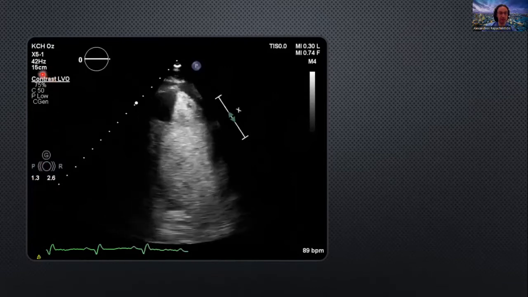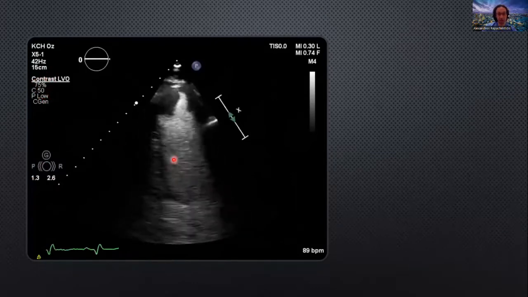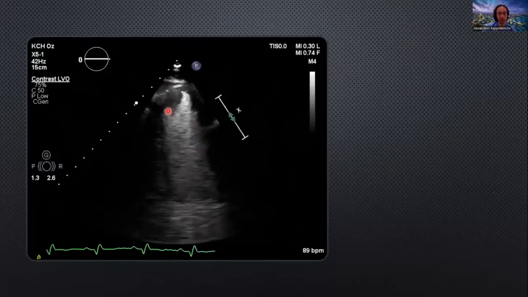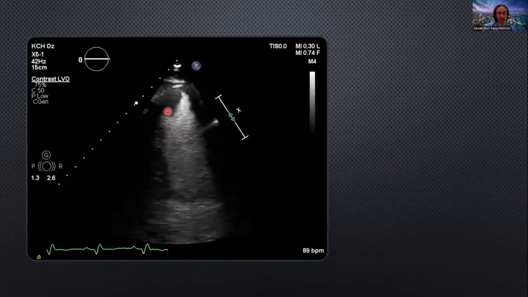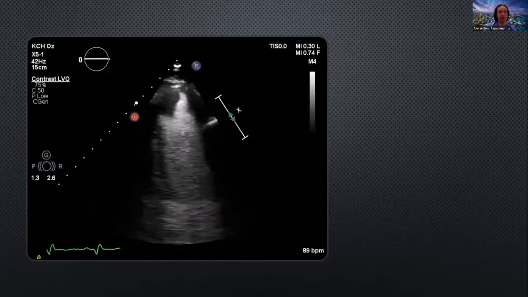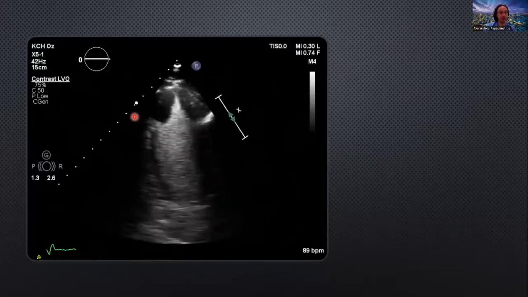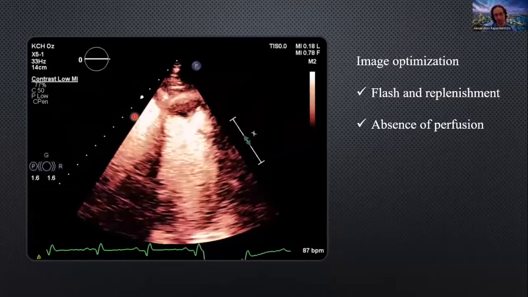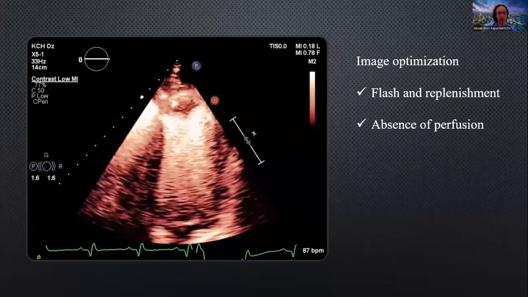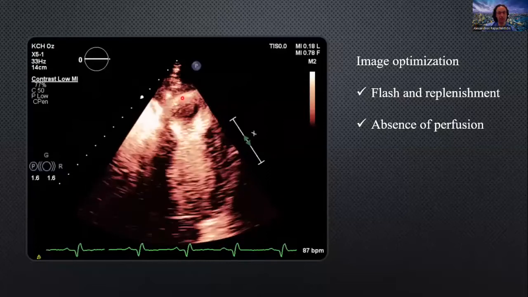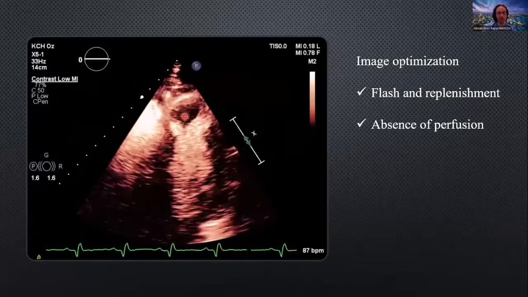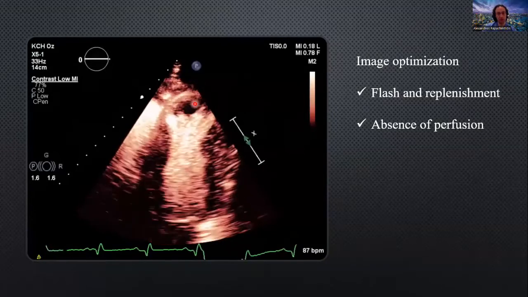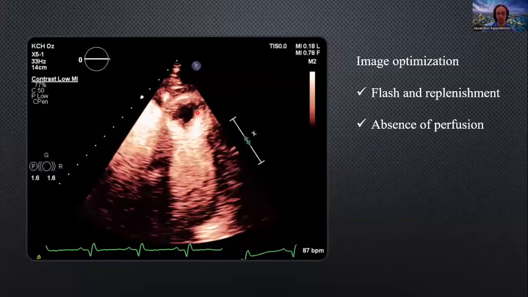And here again, gain is just at 75%. So good opacification of the LV, and you can see the thrombus here with no perfusion inside, and there's no static noise from saturation in the image. But we saw the case here with plasma replenishment, but you can see that the gain here is too high, and you get some static noise here. Again, you can appreciate there's no perfusion within the structure, which suggests thrombus.